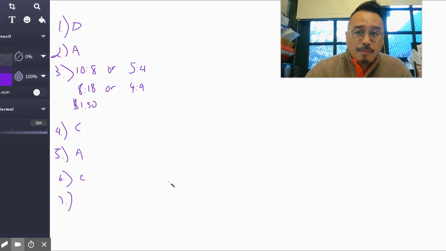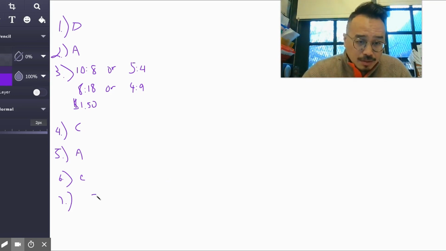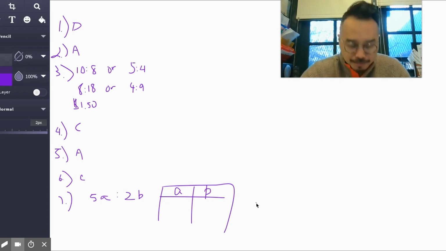All right, number 7. This one's interesting. 5 apple muffins to 2 bran muffins. So I'll put 5 A to every 2 bran muffins. Now you look at the table, the heading is apples to bran. So whichever choice has all 3 rows matching a 5 to 2 ratio, you're good to go. You just have to look. So it's choice B in this case.